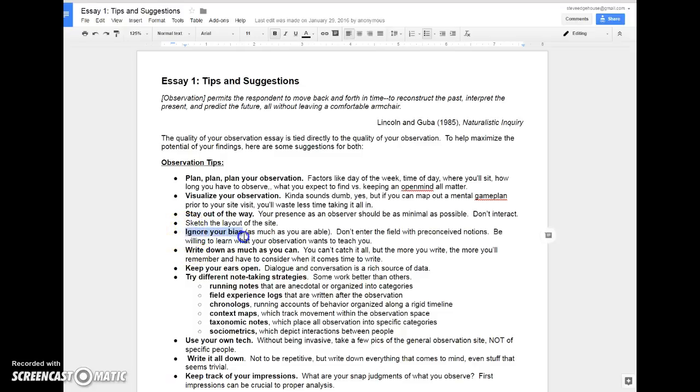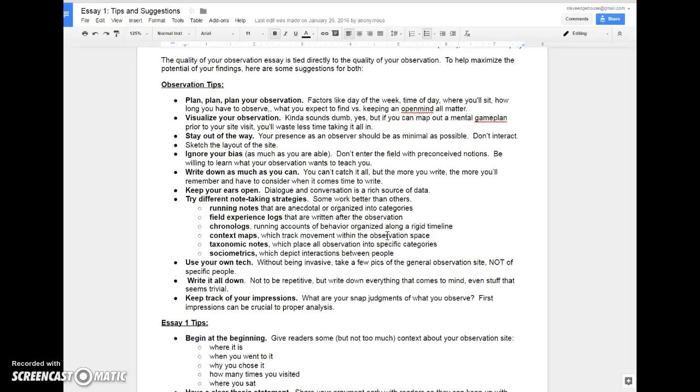Ignore your bias. Be willing to learn what the observation wants to teach you. Don't go in there looking for what's called a confirmation bias, which is, I expect to see preteens on their cell phones, and if that's all you're looking for, that's all you'll see. So you'll be surprised at who uses their devices and in what context. So try to ignore your bias. Don't go in with a ton of preconceived notions.